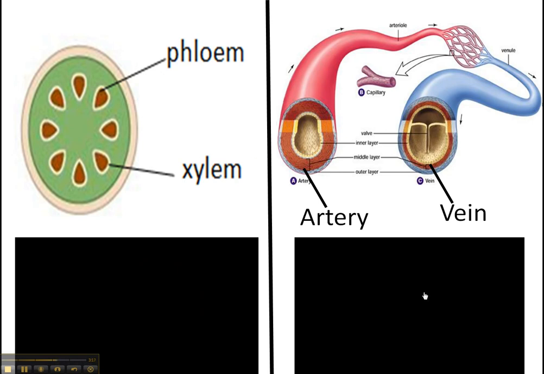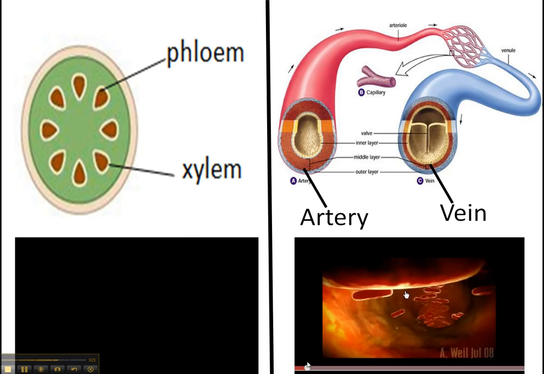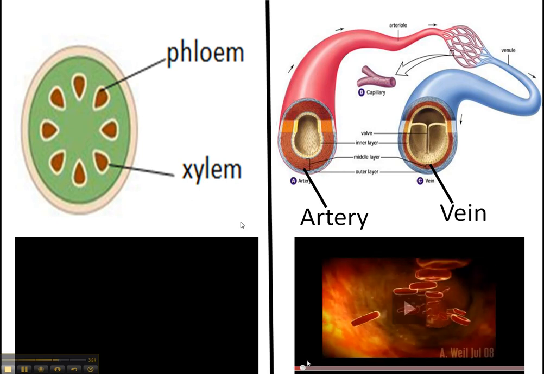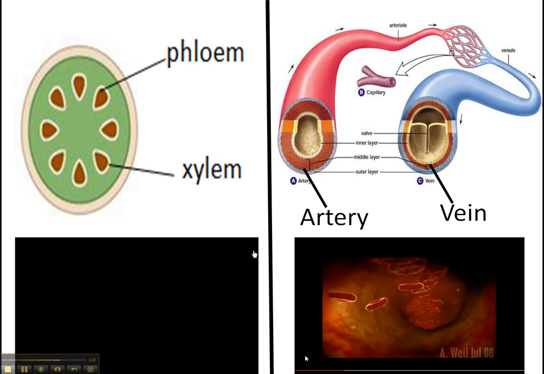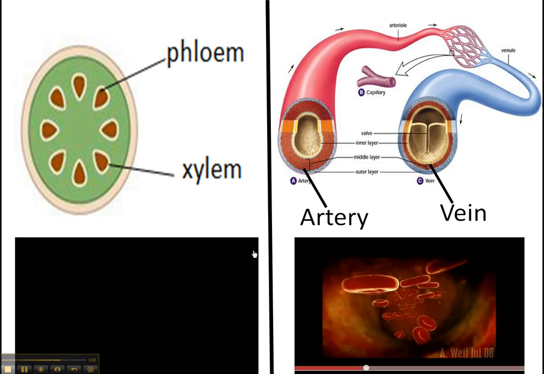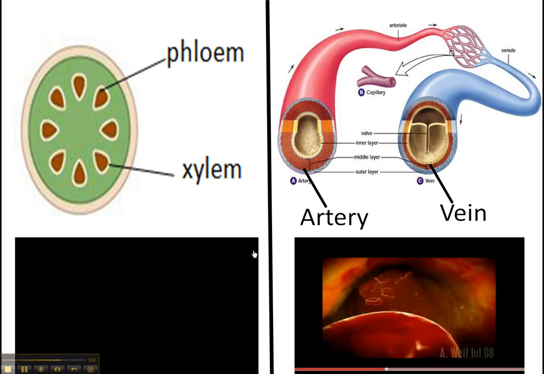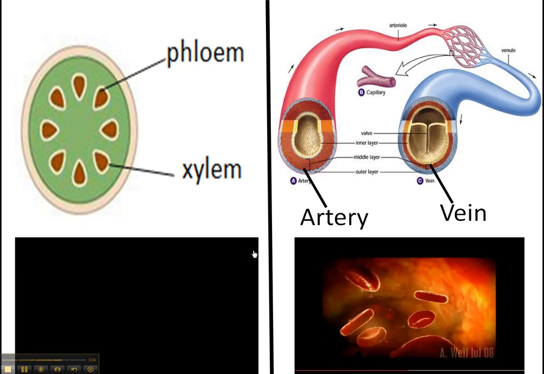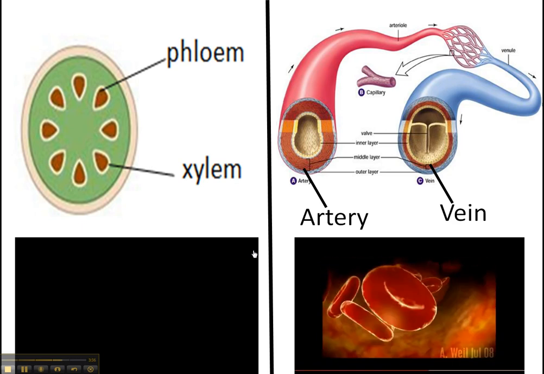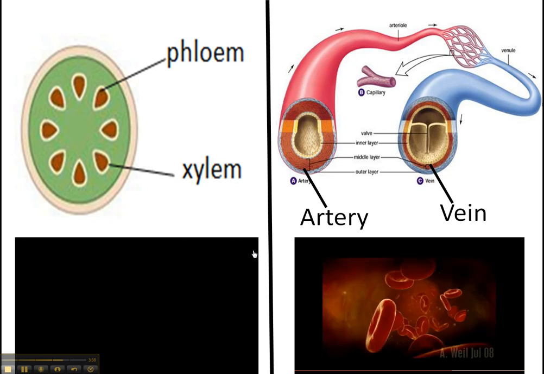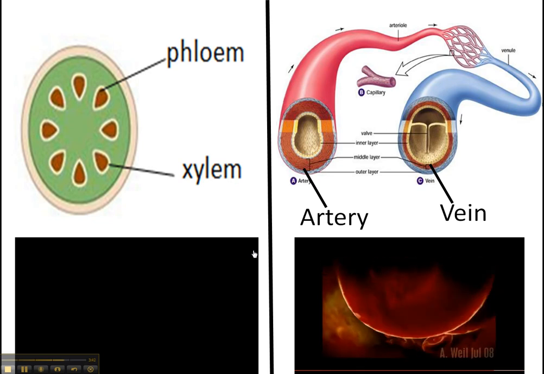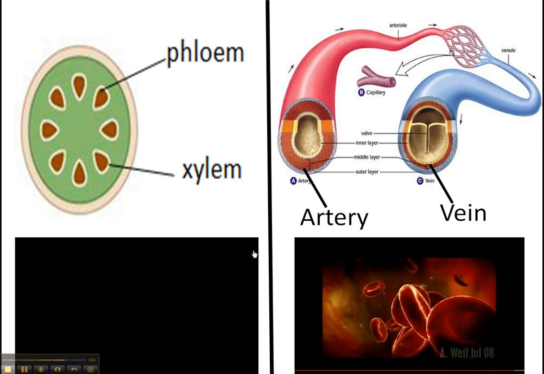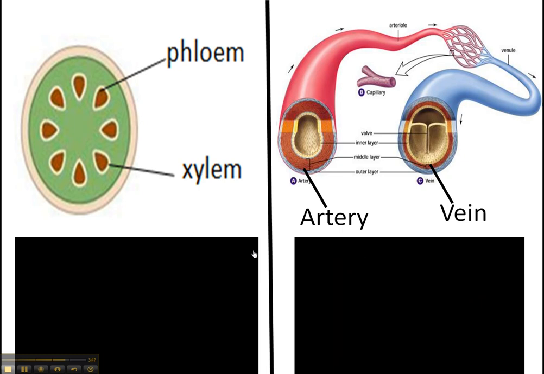Now, if we take a look on the right side, let's see what happens in these arteries and veins. And here you see a couple of red blood cells. They're traveling through a tube just like the xylem was. It's like the same thing, but it's occurring in different organisms. Are they exactly the same? No. But in the end, they both have a similarity. And that similarity is transportation of nutrients and water.